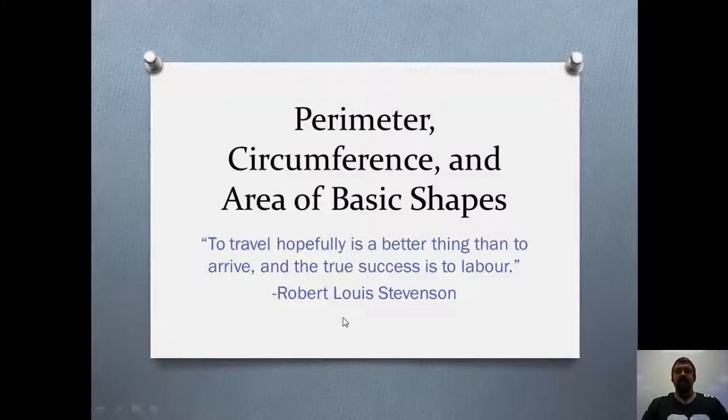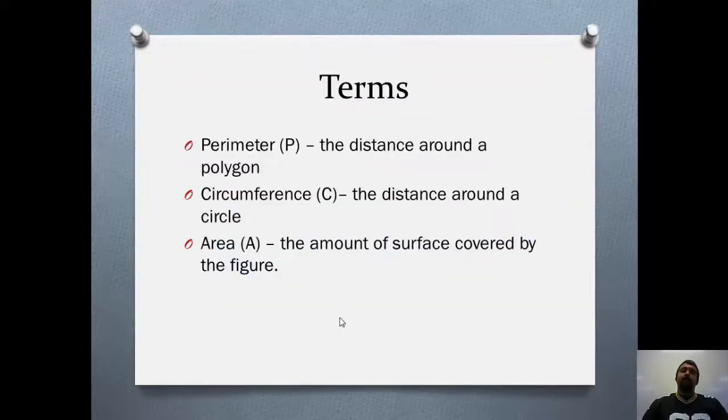Good afternoon, class. Today we will be talking about perimeter, circumference, and area of some basic shapes. We're only going to be dealing with triangles, squares, rectangles, and circles today. While we will eventually be able to find the area and perimeter of other shapes, that's all we're going to deal with right now. Perimeter. It's the distance around a polygon.